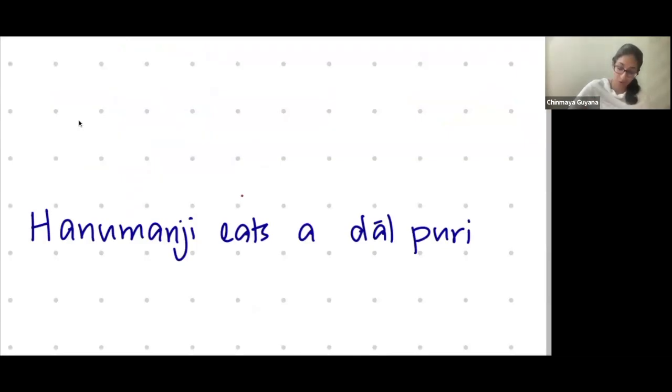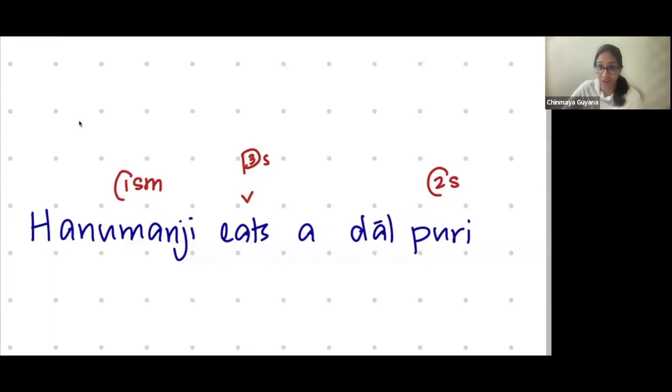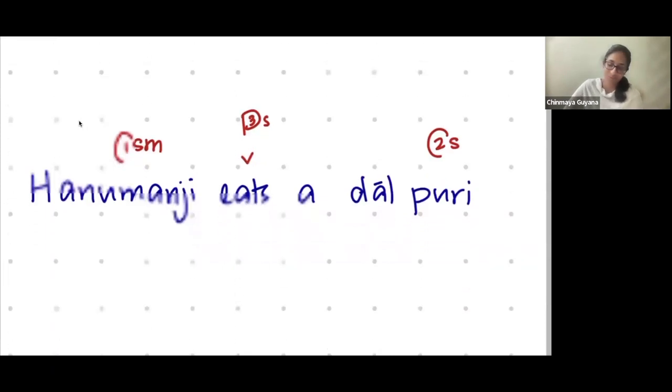Eats. Who eats? Hanumanji. First case singular, masculine. So our verb is third person singular. What does he eat? A dal puri. Second case singular, puri, I don't know what gender it is, right? Now, Hanumanji eats a dal puri. Okay.